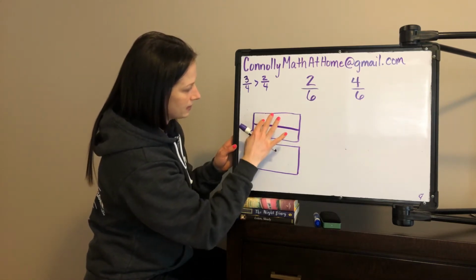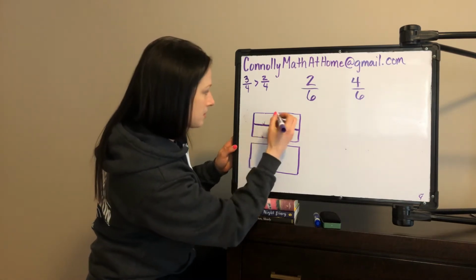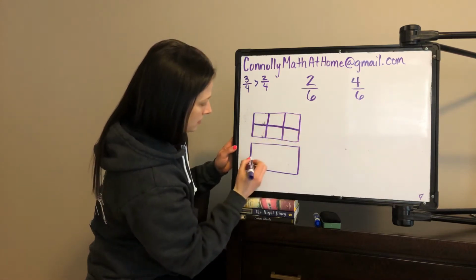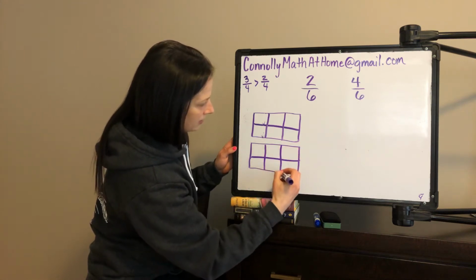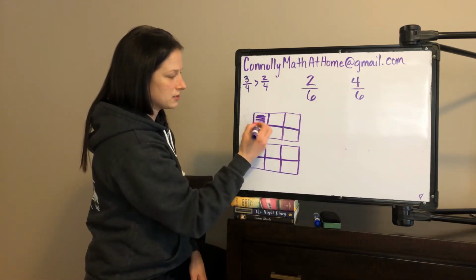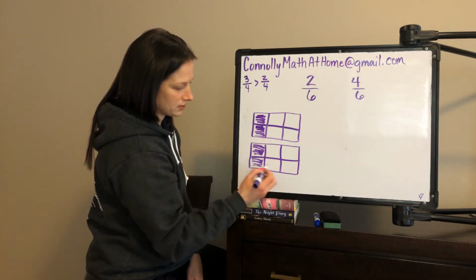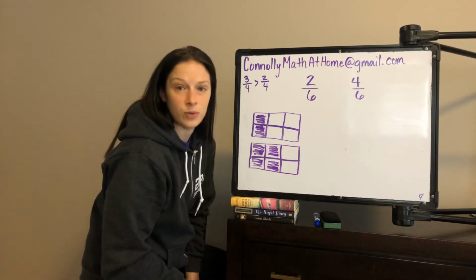Oh, that is not going to give us the same size pieces. Remember, we want to get as accurate as possible, especially if we're doing a comparison. Okay, and I'm going to shade in 2/6, and then I'm going to compare that to 4/6. So, what are you noticing?